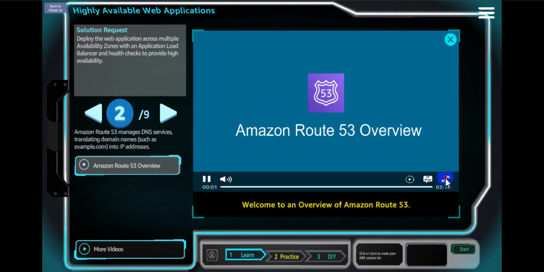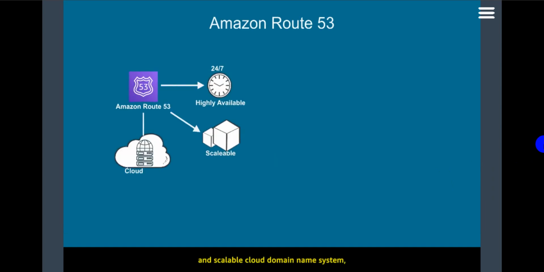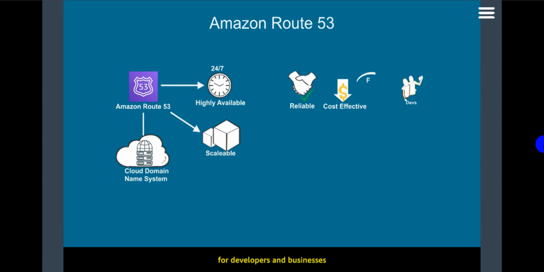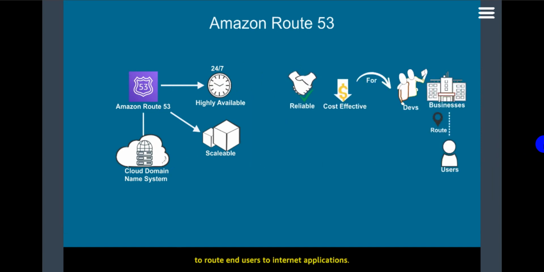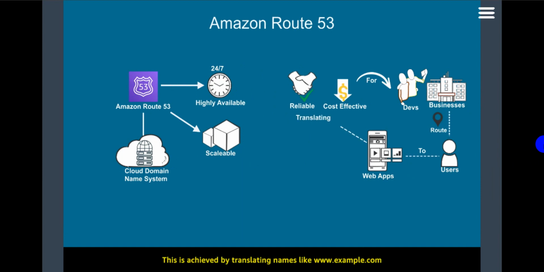Welcome to an overview of Amazon Route 53. Amazon Route 53 is a highly available and scalable cloud domain name system that provides a reliable and cost-effective way for developers and businesses to route end users to internet applications. This is achieved by translating names like www.example.com into numeric IP addresses like 192.0.2.1 that enable computers to connect to each other.